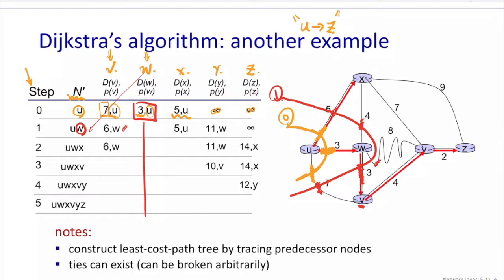The answer is yes, because to reach V originally, you have to go through U, and the cost is 7. But currently, you can go through W to reach V, and the total cost is 3 plus 3. That is smaller than 7. So simply write down, yes, I can go to V through W, and the total cost is 6.